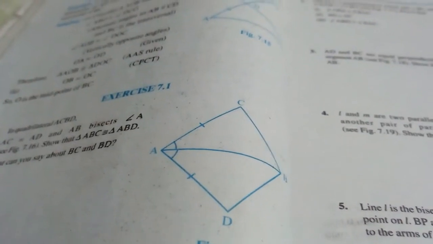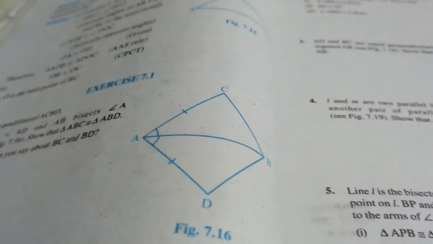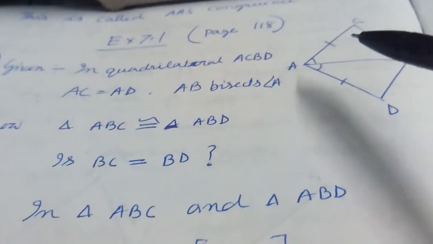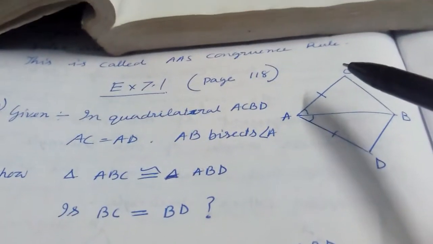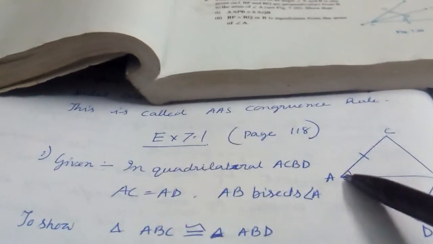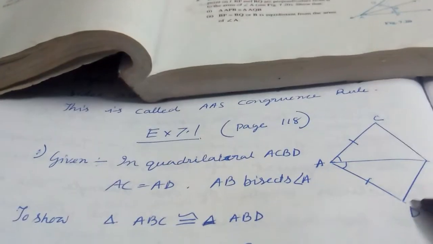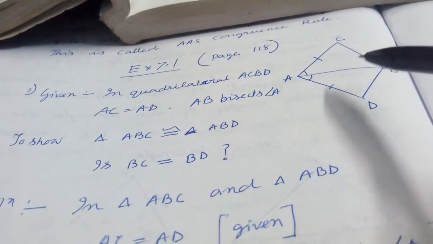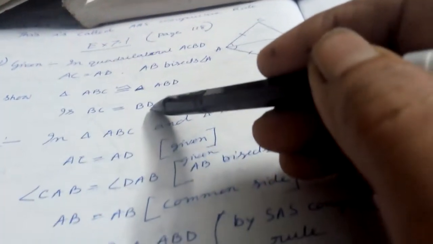Now we show that triangle ABC is congruent to triangle ABD. In quadrilateral ACBD, AC is equal to AD and AB bisects angle A. Again, is BC equal to BD?